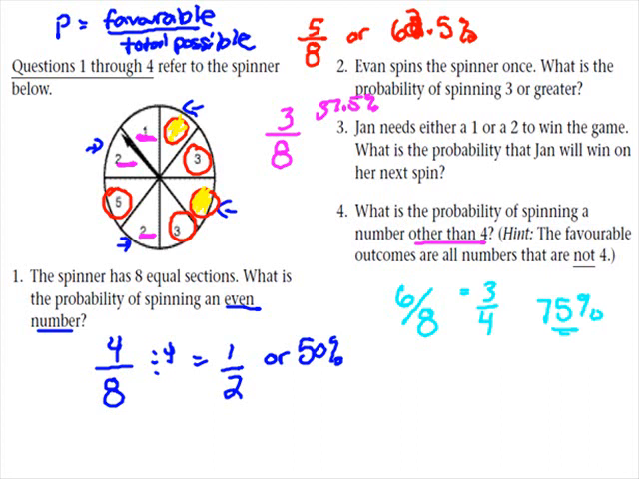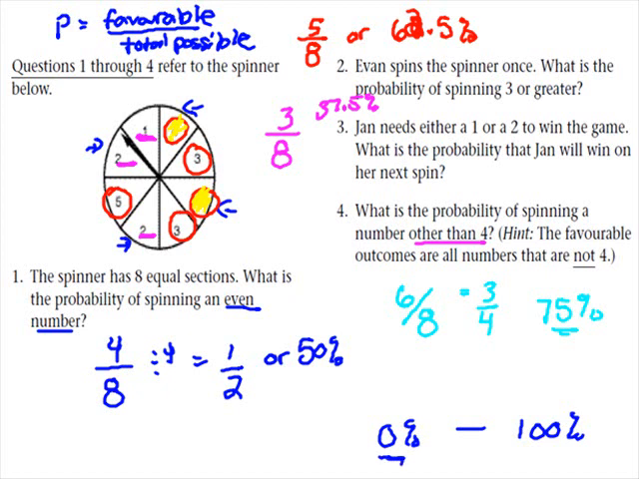Remember, when it comes to percentages, you can range from 0% probability to 100% probability. 0% means there is no way it will ever happen. So in the case of a spinner, I might say, what's the chance of spinning the number 10? There is no number 10 on this spinner, so there's no chance of spinning the number 10.